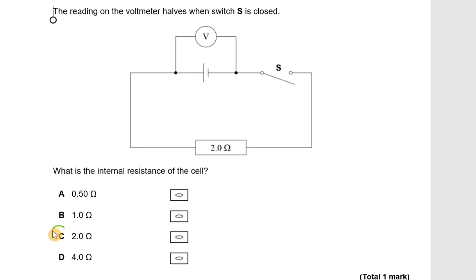If you got the answer C, well done. If you didn't, stay tuned and listen to my explanation. The reading on the voltmeter halves when switch S is closed. What is the internal resistance of the cell?